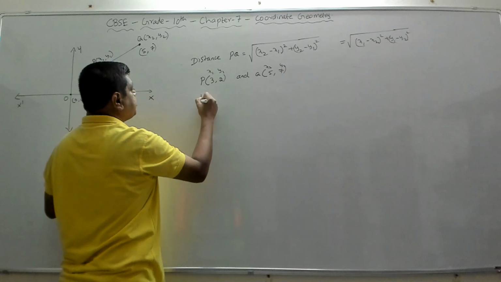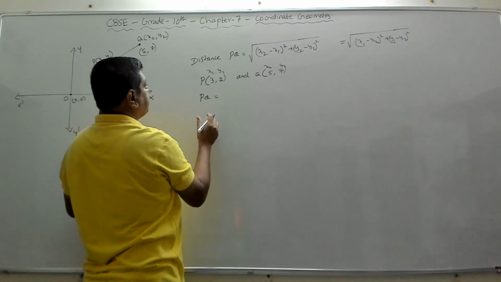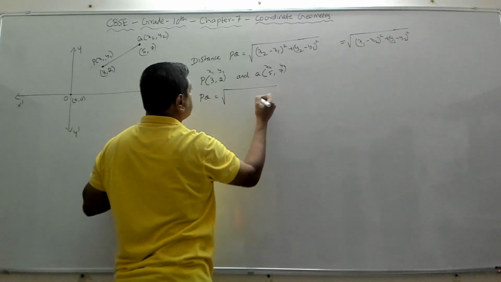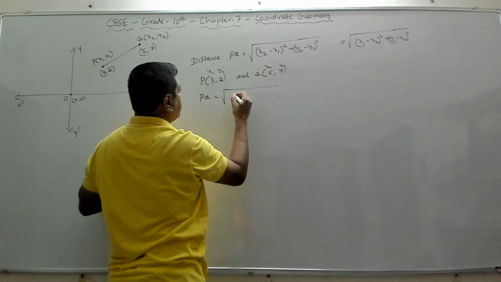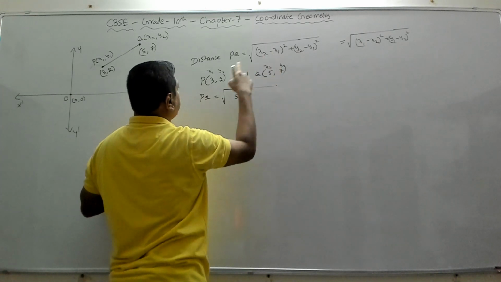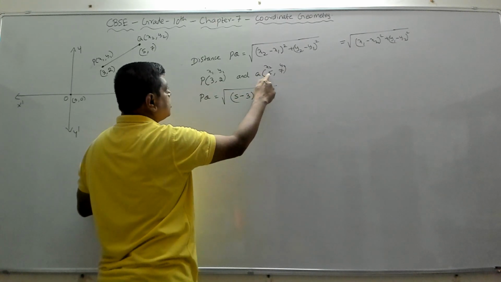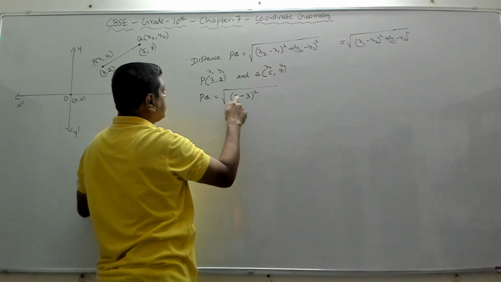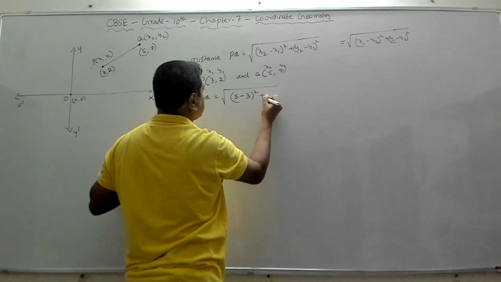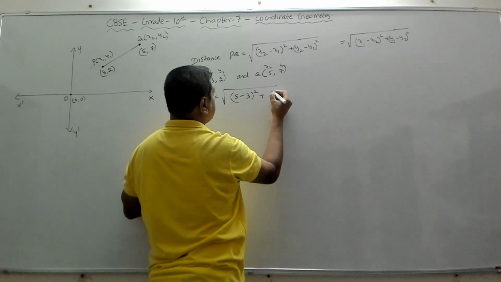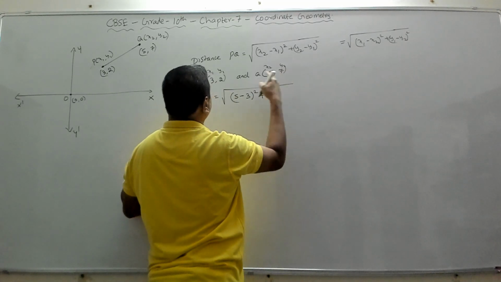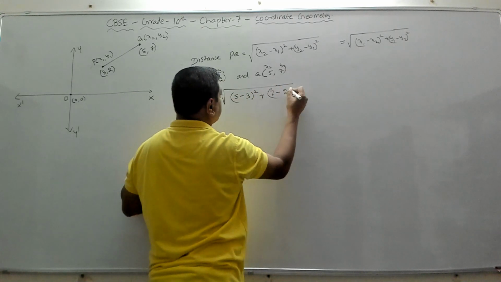Now what is our distance PQ? The length of PQ is the square root of x2 minus x1, the whole square, where x2 is 5 and x1 is 3, plus y2 minus y1, where y2 is 7 and y1 is 2, the whole square.